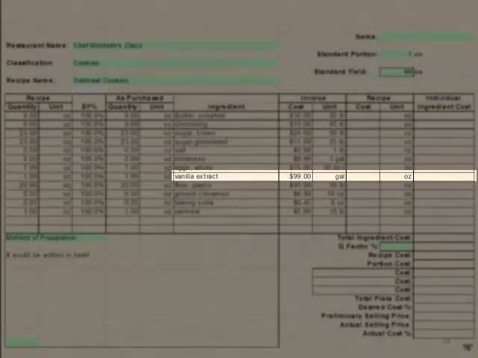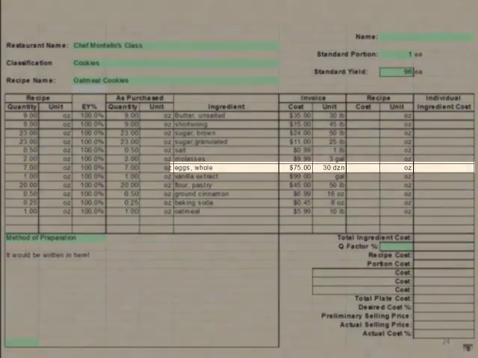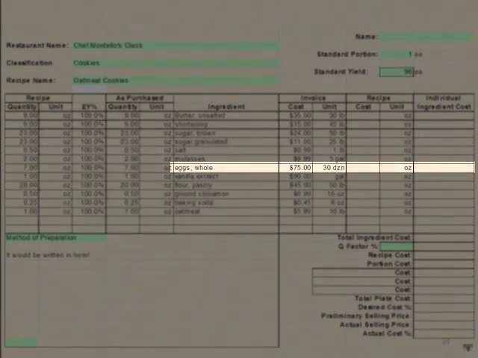If you happen to be doing tablespoons, you'd then divide by 2, or teaspoons, then again by 6, or by 3 for tablespoons. Look at eggs. Whole eggs, $75 for 30 dozen. Well, hopefully you know there's 12 eggs in a dozen. So you take 75 divided by 30, gives you the price per dozen, divided by 12, gives you the price per egg. Now, anytime an egg isn't specified a size, we assume it's a large egg.